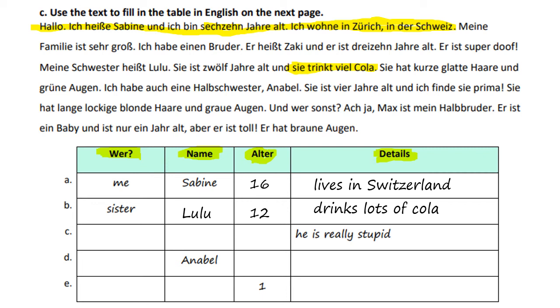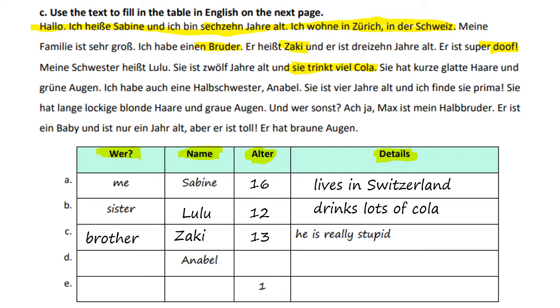And C, we don't know who the relation is, what his name is, or how old he is, but it does say somebody is really stupid. And so we need to look for a word that looks kind of like stupid. It's actually this word here. I love this word. I think it's so nice. It's super doof. And so it's talking about this person here, okay? And it is her brother. So we've got brother, Zaki, and he's 13.